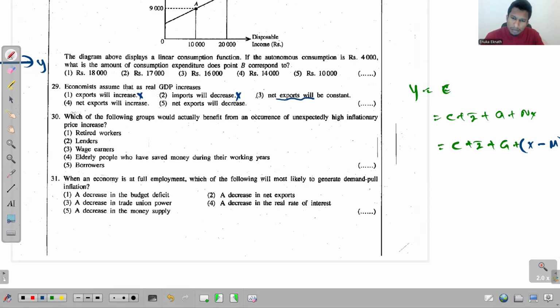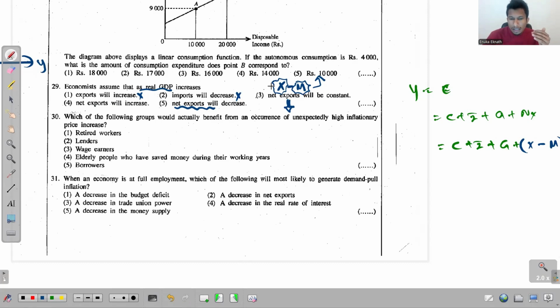The third one, net exports will be constant. No, see what happens. Net exports we calculate using this equation, X minus M. In this equation, nothing happens to X, but M will increase. So what will happen to net exports then? When the real GDP increases, net exports will decrease, not remain constant. The fourth one, net exports will increase. No, as we discussed, net exports will decrease. And the fifth option says net exports will decrease. 100% true, that's what will happen.